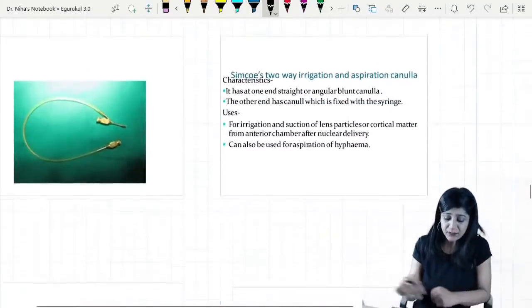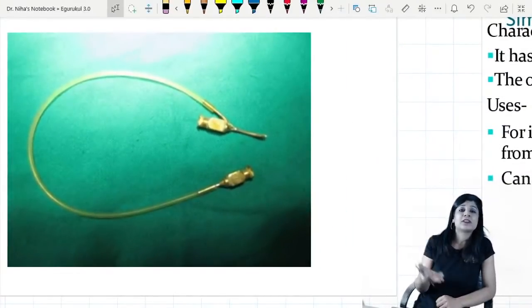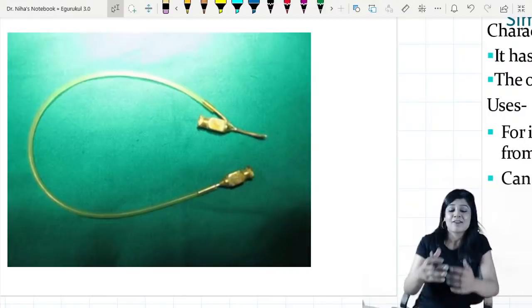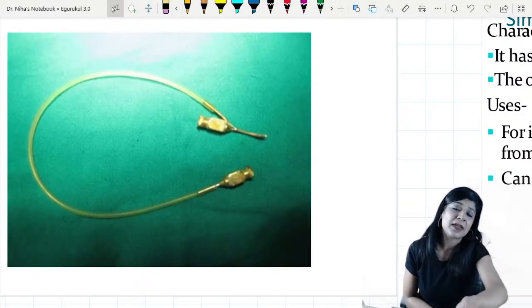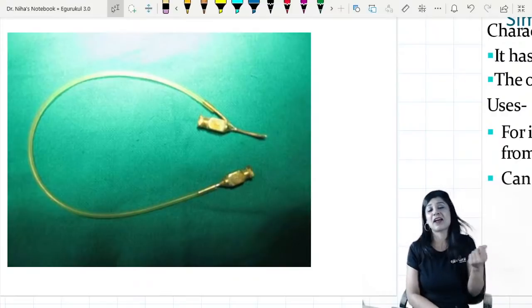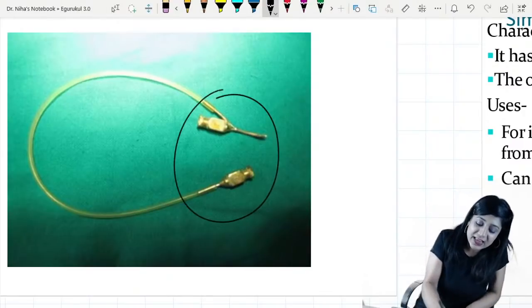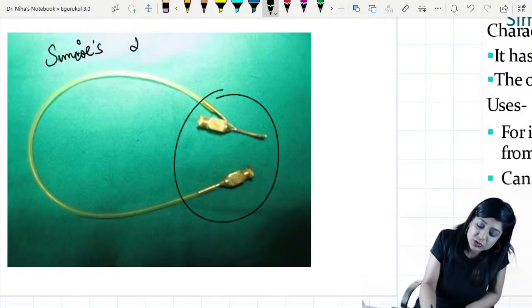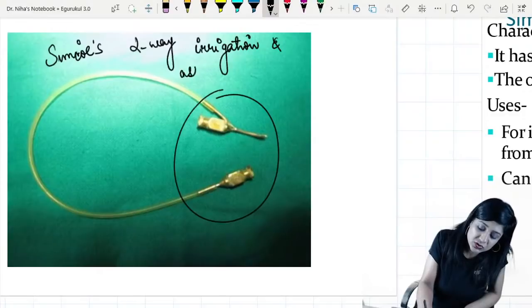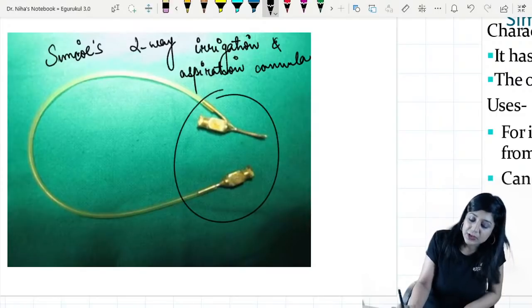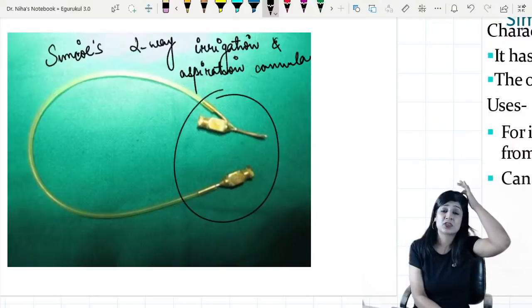Then see, this is a very, very simple instrument. Who is going to tell me? I think this is the favorite instrument. When you are lost somewhere in the tray, and the examiner luckily says, pick one instrument of your choice, then actually we are going to pick this. This is what? This is actually Simcoe's two-way irrigation and aspiration cannula.